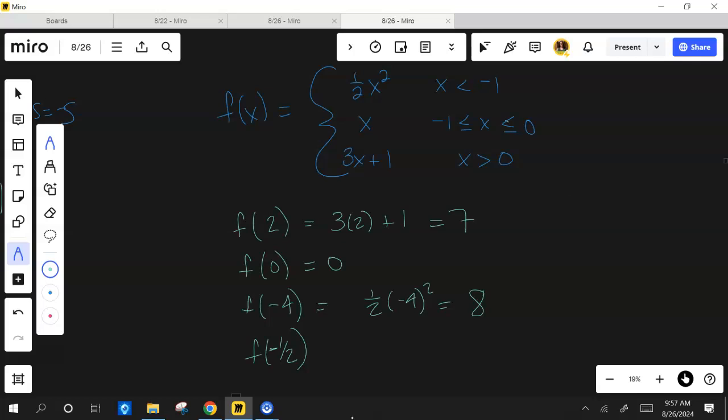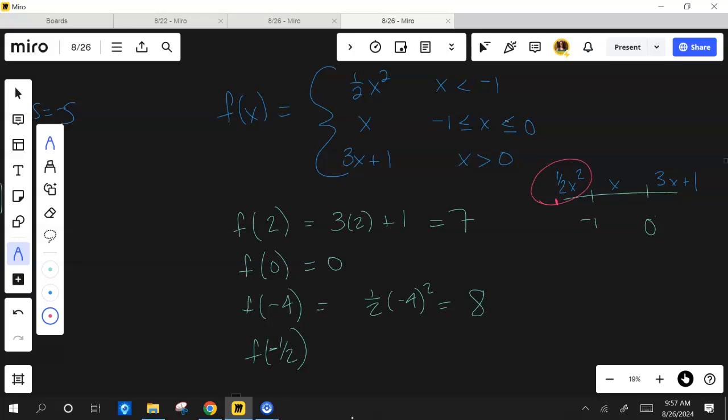For negative 4, think about your number line, so I've got negative 1 and 0. If it's smaller than negative 1, I'm using 1/2 x squared. If it's between negative 1 and 0, it's x. And if it's bigger here, I'd use 3x plus 1. So negative 4 would fall over here, so I would use that equation.